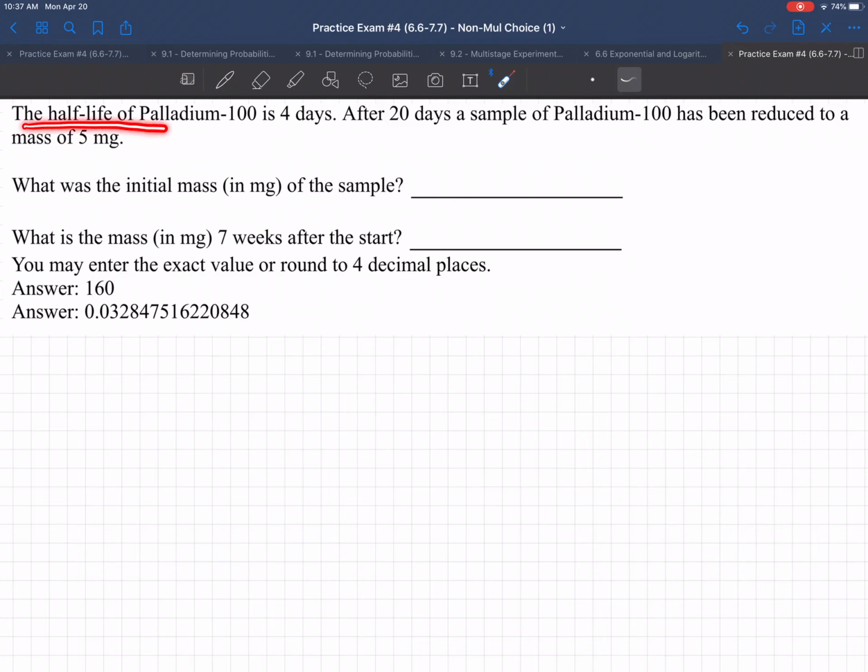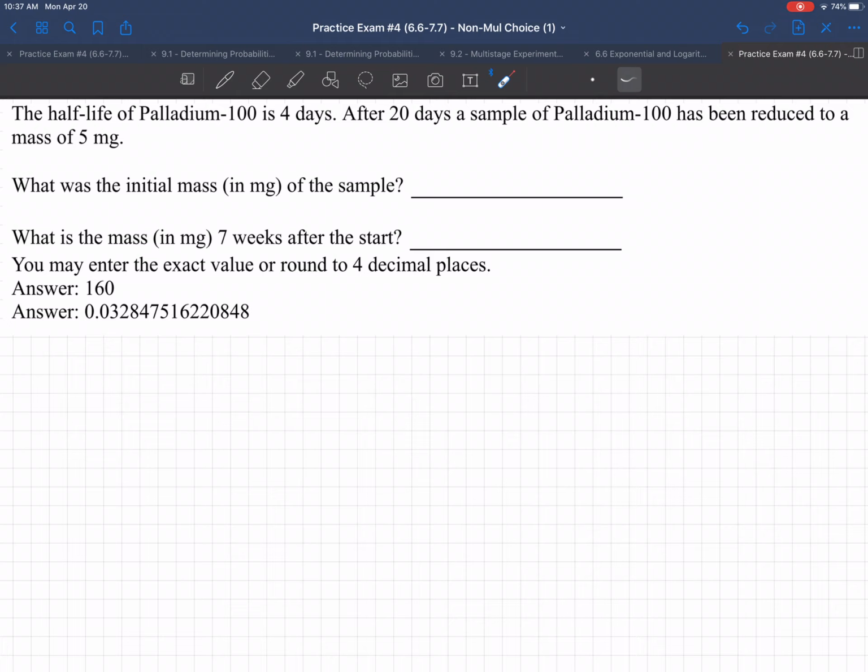The half-life of palladium-100 is 4 days. After 20 days, a sample of palladium-100 has been reduced to a mass of 5 milligrams. So this palladium-100, its half-life is 4 days. That means every 4 days it cuts in half. It's really shrinking very quickly.